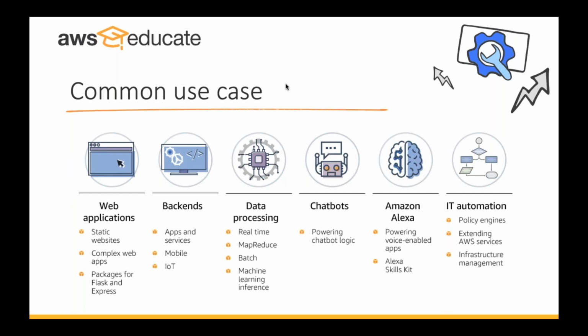or you are doing some data processing. It could be running a Hadoop cluster, you're running batch computing, you're doing some machine learning inferencing, as well as some real-time data processing. Or you can be building chatbots. With serverless, with AWS Lambda, you provide your chatbot with the business logic that you need.